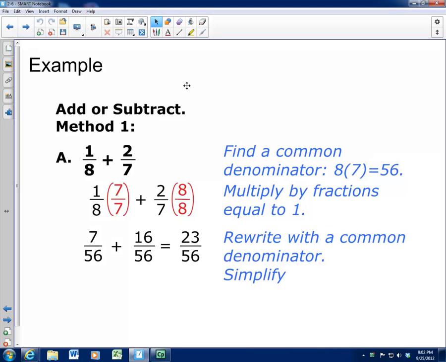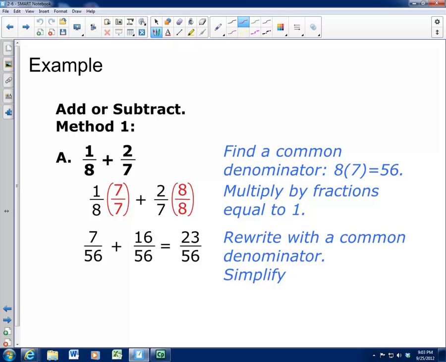Okay, this first slide is an example. It tells us exactly what we're going to do. If you notice, the example that we have here says 1/8 plus 2/7. And it tells us what we need to do is we need to find a common denominator. Now, one way to do this is we could simply multiply the denominators together. Okay, 8 times 7 gives us 56. Okay, when we do that, we know that that's going to be a common denominator.